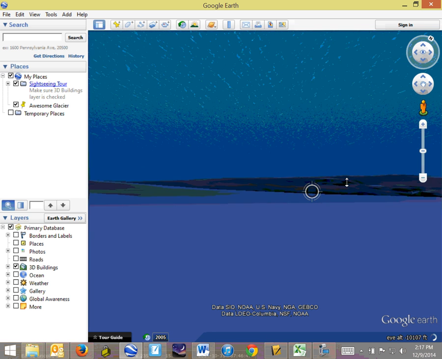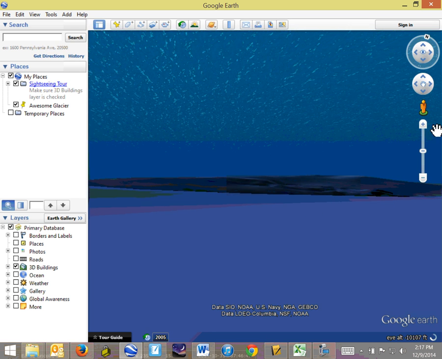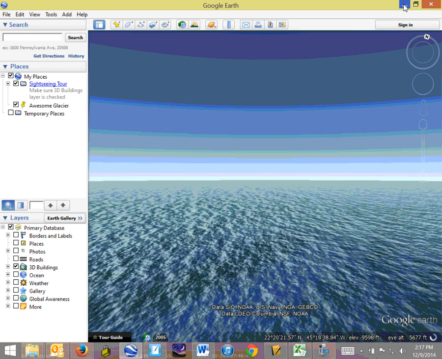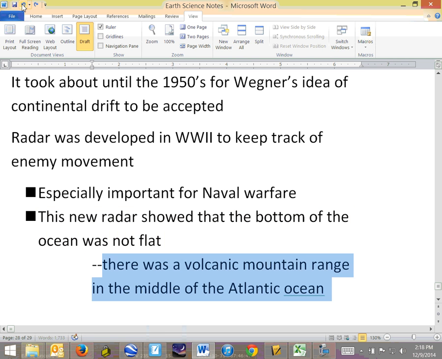And hopefully you can see here that the bottom of the ocean is indeed not flat. Okay, so it just zoomed us out. But the point is the bottom of the ocean is not flat. Okay? So this was an interesting thought.